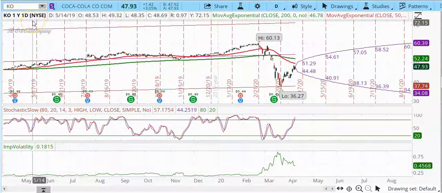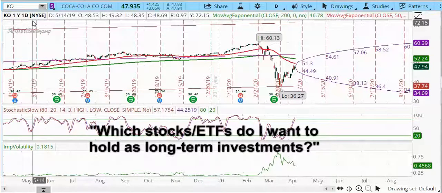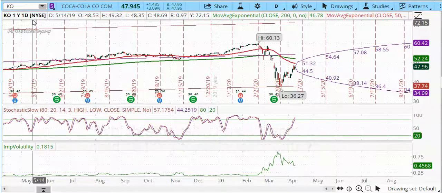With so many stocks and options out there, how do you select the right one? The first question you need to ask yourself is, which stocks or ETFs do I want to hold as long-term investments? Which stocks or ETFs do I want to hold as long-term investments?